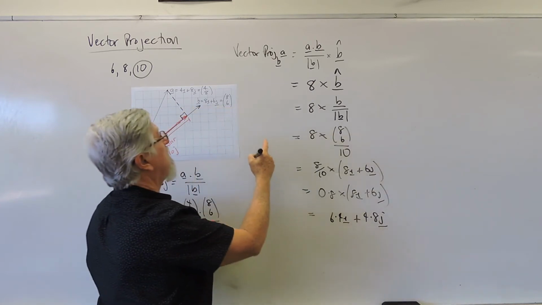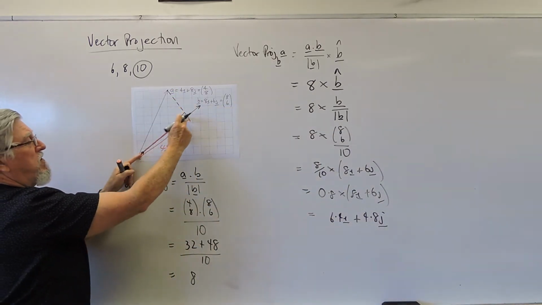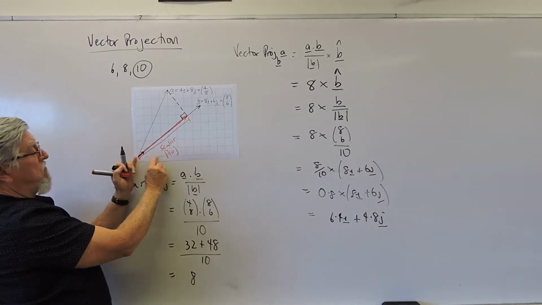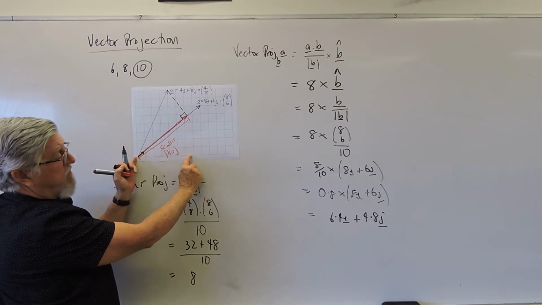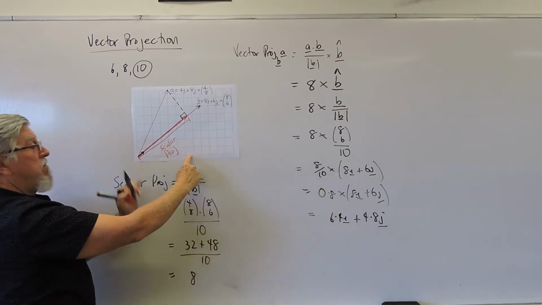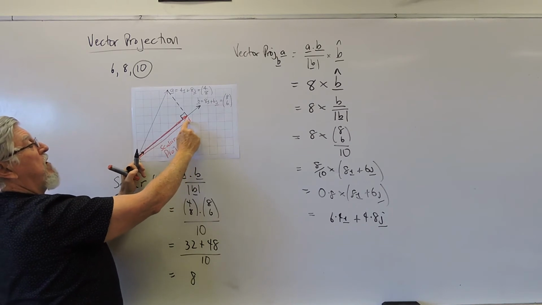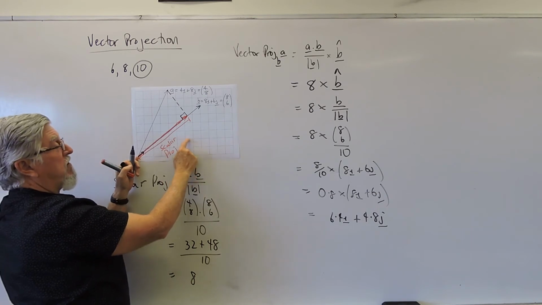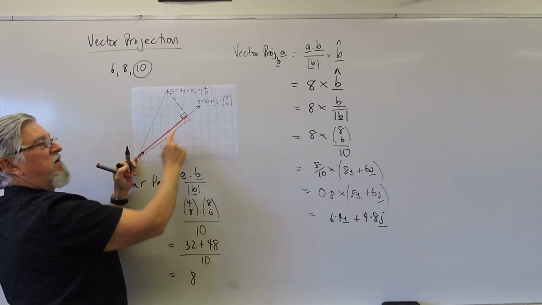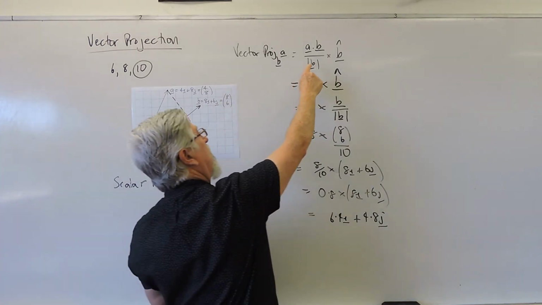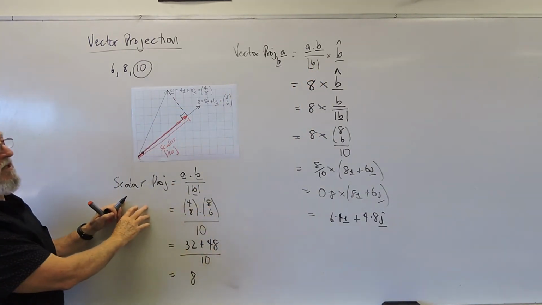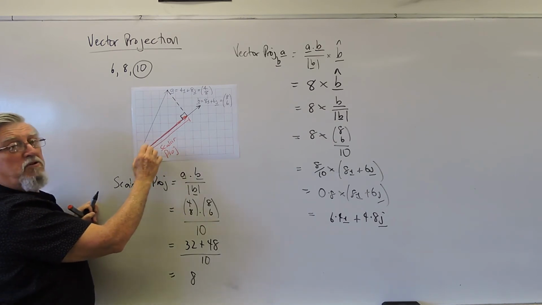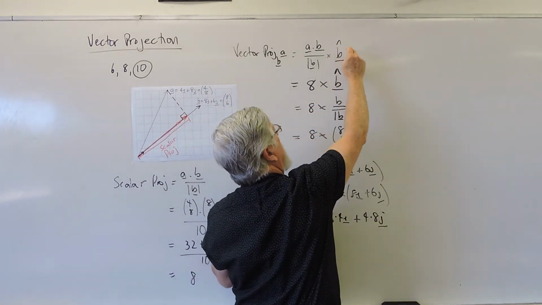So the vector projection of A onto B, this red vector here, is this one here. Let's have a quick rough look at it. 1, 2, 3, 4, 5, 6, and 0.4 is about there. So there's the 6.4i plus the 4.8j. We've gone across 6.4 and up 4.8. That's that red vector there. So how do we get it? It's A dot B on the magnitude of B, which is the scalar projection, times that number of the unit vector in the direction of B.